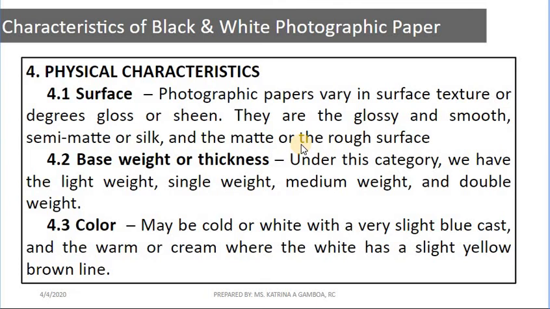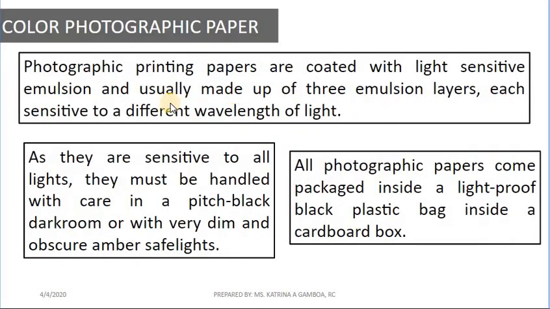And then, we also have the color. Ayan. Maybe cold or white, or very slight blue cast, and the warm or cream, where the white has a slight yellow-brown line. And that is the color. Usually, parang white lang din siya. Different tones lang. Parang may beige, parang nasobran sa blue. Ganun lang siya. So, those are the physical characteristics of the black and white photographic paper.